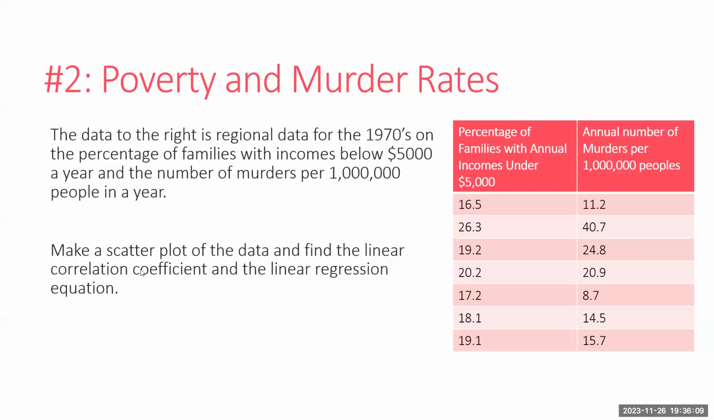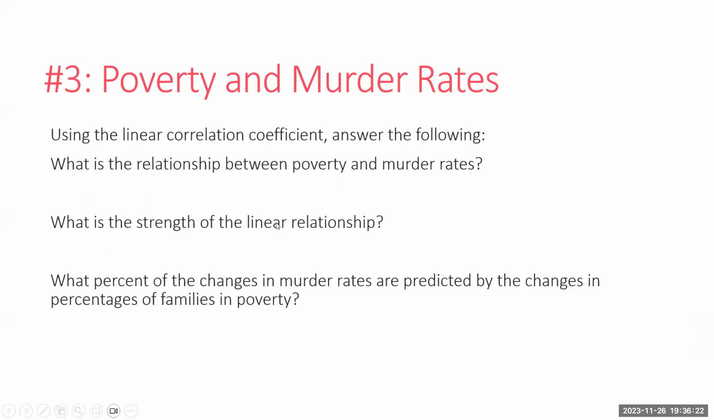If you need the linear correlation coefficient, once you put that data in, as we saw last time, at the bottom you'll see a spot where you can just hit and it gives you the linear correlation coefficient. It's the same calculator we were using last time. After you do that, just go through these questions. What's the relationship between poverty and murder rates? What is the strength of the linear relationship? And what percentage change in murder rates is predicted by change in the percentage of families in poverty? So we're looking at linear correlation coefficient questions.